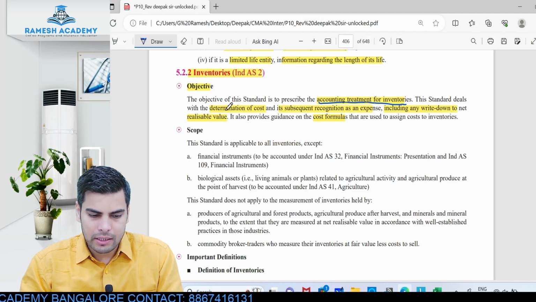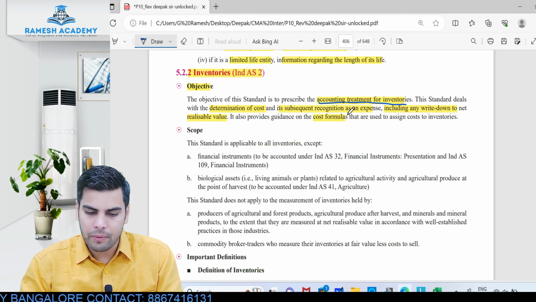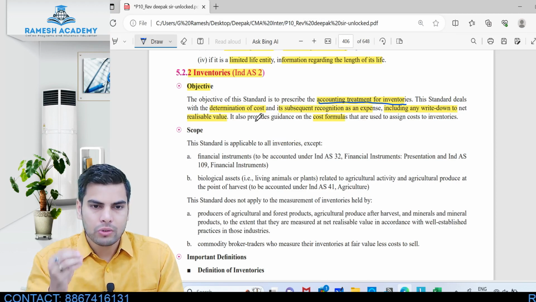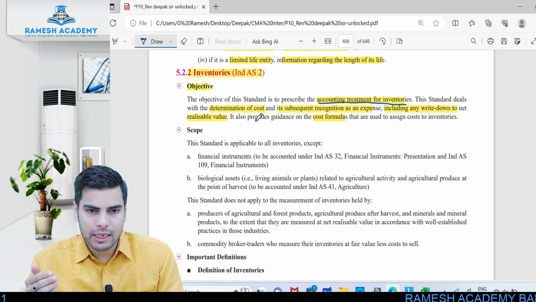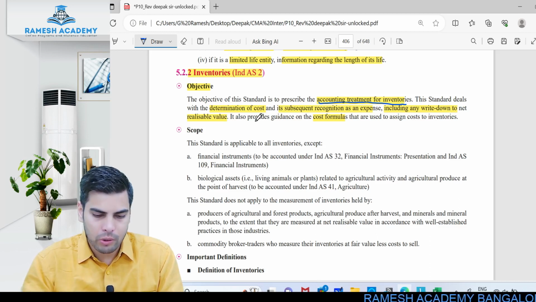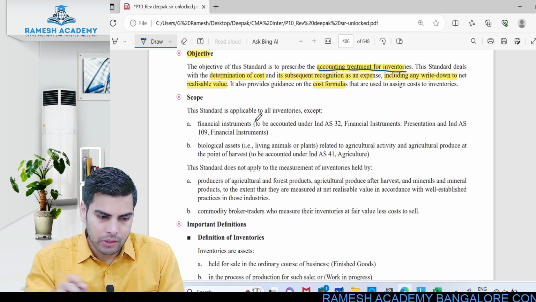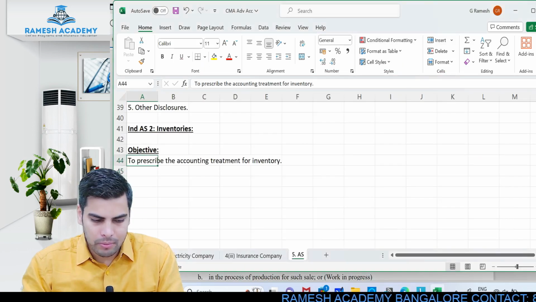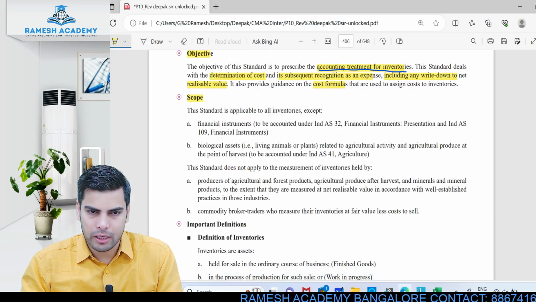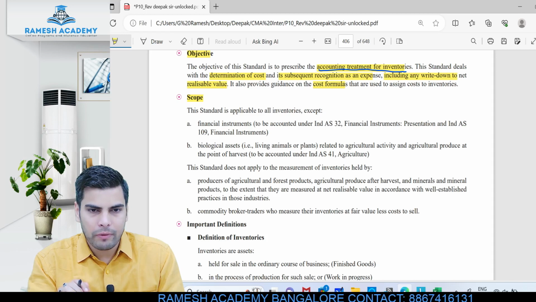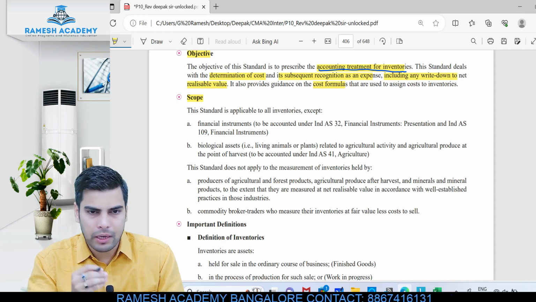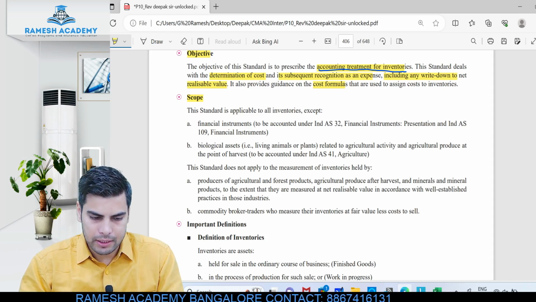Alright, so this standard deals with determination of cost and its subsequent recognition as expenses, including any write down to the net realizable value. So at what value are we supposed to account for this particular inventory? Determination of cost, recognition of inventory as an expense, and subsequent reduction if any. All these things will be dealt with in this standard. So let's talk about the scope. If you just remember this 1 point, it is more than sufficient when it comes to objective. They would have given you a lot of practical illustrations. That is what is relevant from an examination perspective. One question will definitely be asked from this particular accounting standard.